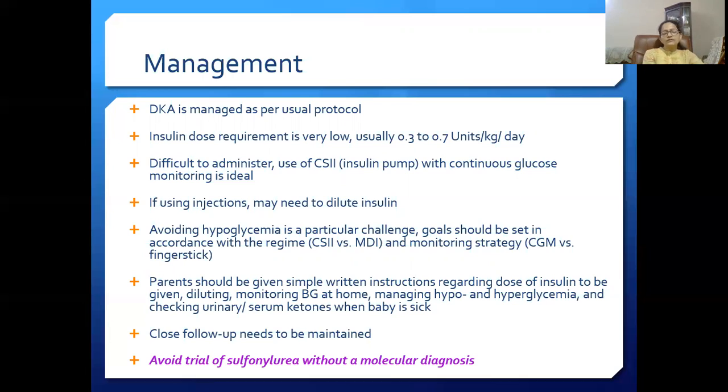And generally, it is better to avoid a trial of sulfonylurea without a molecular diagnosis. And now with MDRF being here and Exeter being free, of course, diagnosis is not really too much of a difficulty. So it's better to wait for the genetic diagnosis before going ahead with a trial of sulfonylurea.